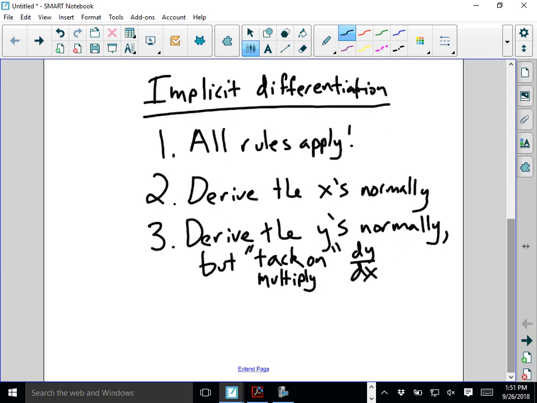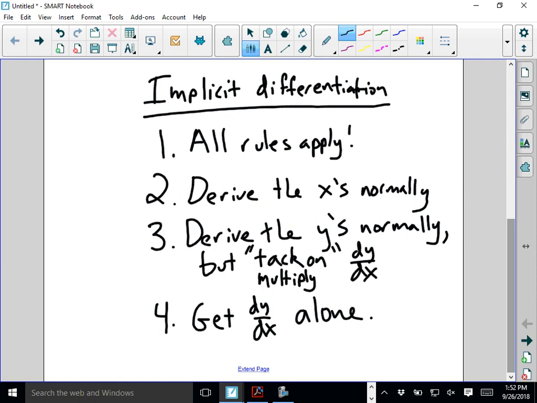The last thing we want to do is get dy/dx alone. Sometimes there are multiple dy/dx's in the problem, and that's okay. We get them together, we factor it out, and we get it alone. So our goal is always at the end, we want to get dy/dx alone. And that's just algebra, it's not calculus.